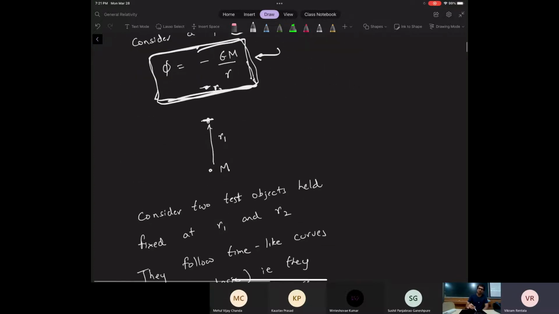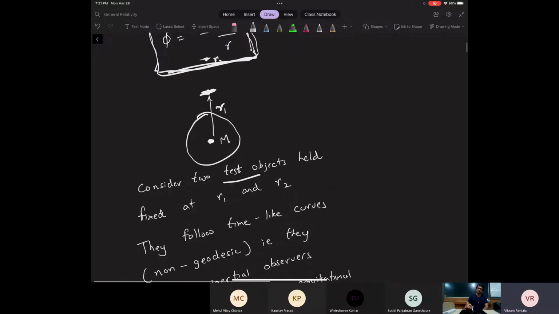So now let's assume this is the mass. You can either think of it as an extended mass or a point mass, it doesn't really matter. We're far enough away that it doesn't matter. It has this potential, and you are at this distance r1. Now let's consider two different test objects which are held at different distances. They're held, which means they're not freely falling, they're held in place. One is at r1, one is at r2.